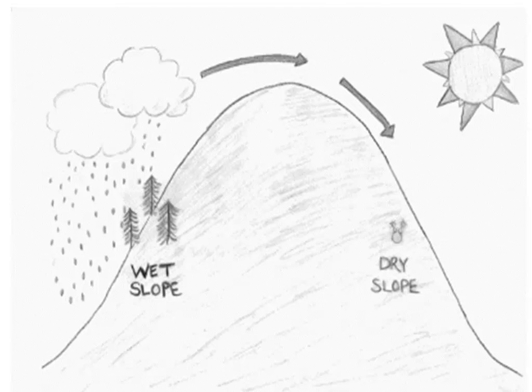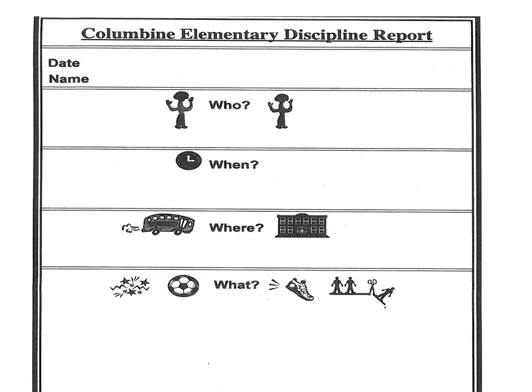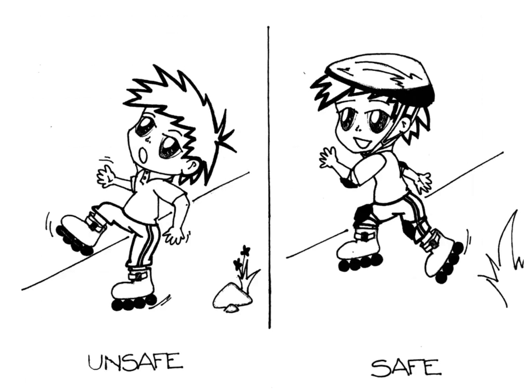Think about the conventions we use in visuals to convey movement, or the passage of time. This discipline report conveys important information for parents who may not read English. Safety posters are common examples of nonverbal communication.